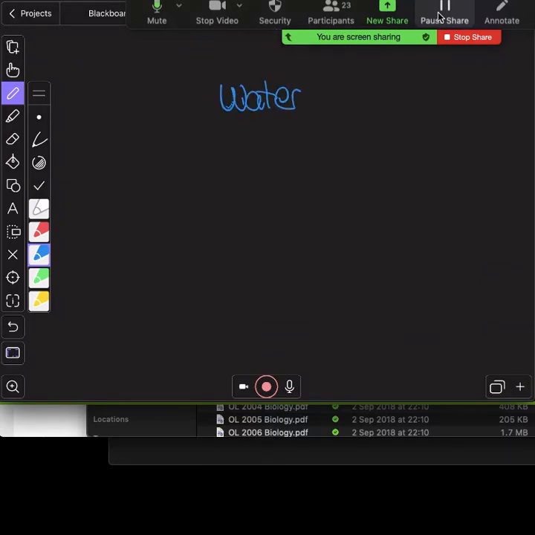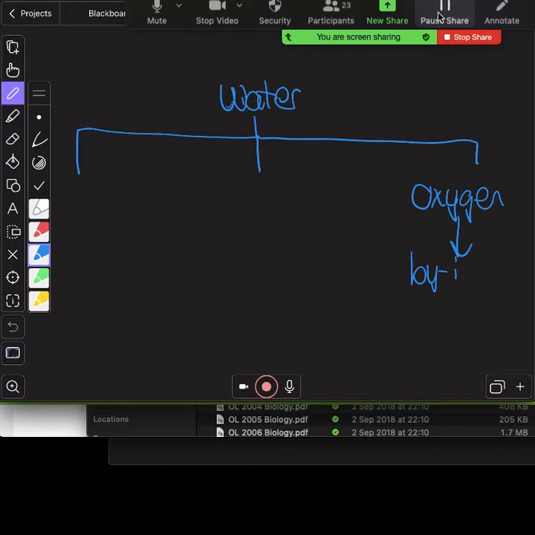So for our photolysis of water, it's going to divide into 3 things. Over here on the right, we're going to just put the oxygen, and we're putting it in blue. And it is a byproduct because it's not needed for the dark stage, and it ends up in the atmosphere or used in respiration.